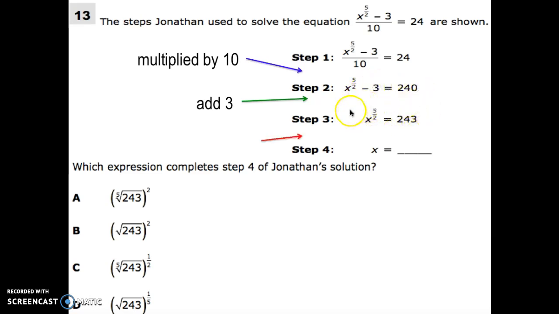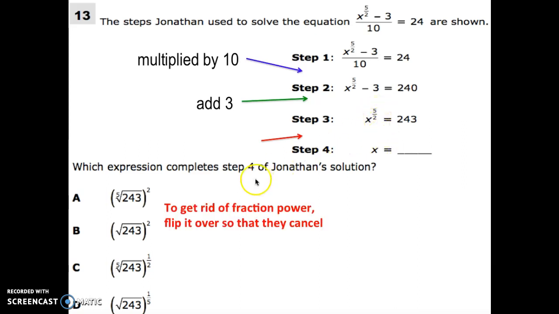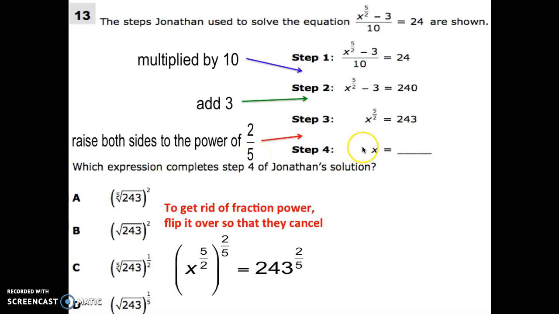And then remember that here, they got rid of the fraction power, and the way to get rid of a fraction power is that you flip over the fraction so that they cancel. So we're going to raise both sides to the power of 2 over 5. Instead of 5 over 2, you flip it, and it becomes 2 over 5. So the x gets a 2 over 5, which is going to cancel, and the 243 gets a 2 over 5. Now, if you remember this similar question from the first packet, this is my answer, and that will be the end of that case.